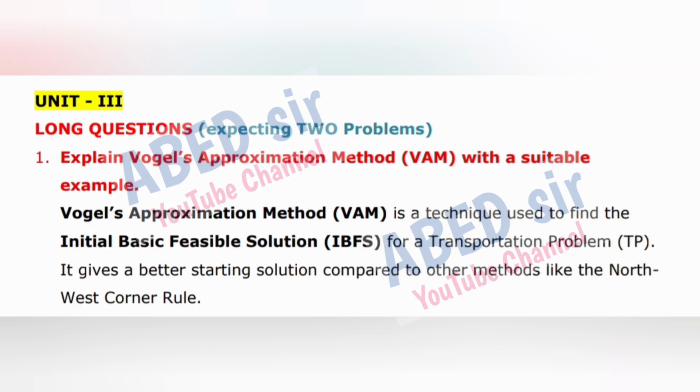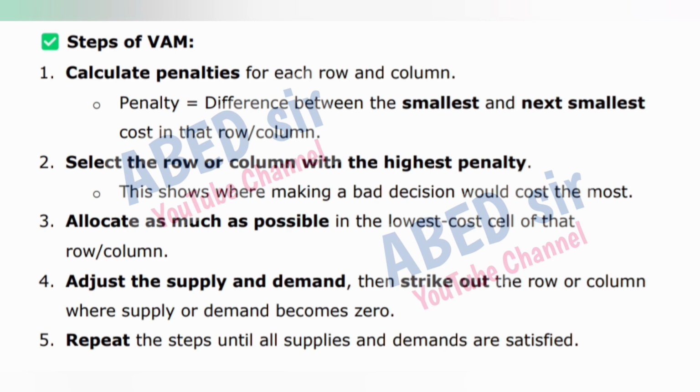First important long question is: explain Vogel's approximation method, VAM, with a suitable example. Vogel's approximation method, VAM, is a technique used to find the initial basic feasible solution, IBFS, for a transportation problem, TP. It gives a better starting solution compared to other methods like the northwest corner rule. Steps of VAM. 1. Calculate penalties for each row and column. Penalty is equal to the difference between the smallest and next smallest cost in that row or column.